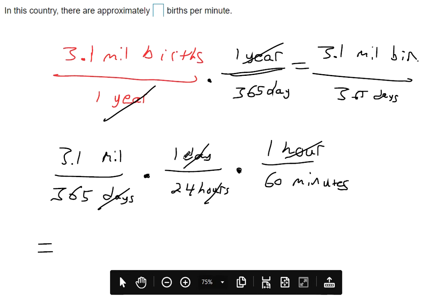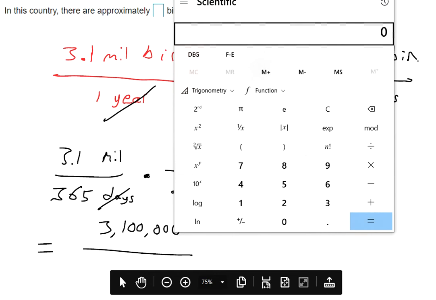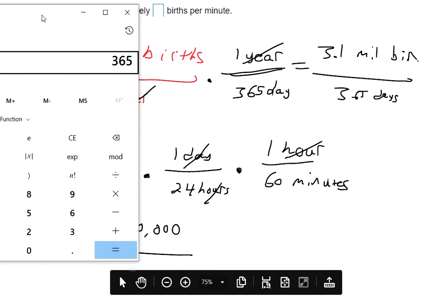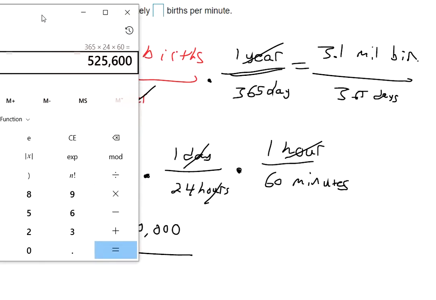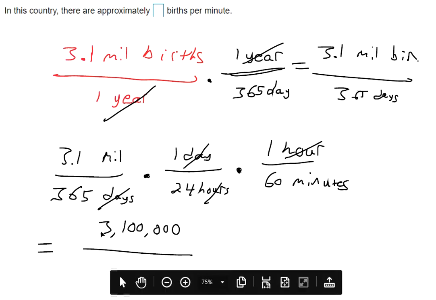Okay, so if you multiply straight across the top, 3.1 million times all these, I'm going to write 3.1 million all the way out. There's 3.1 million, and then I have to multiply all these numbers out on the bottom. 365 times 24 times 60 makes 525,600 minutes. And now if we divide those, we can get our answer. This is births, 3.1 million births for 525,600 minutes.